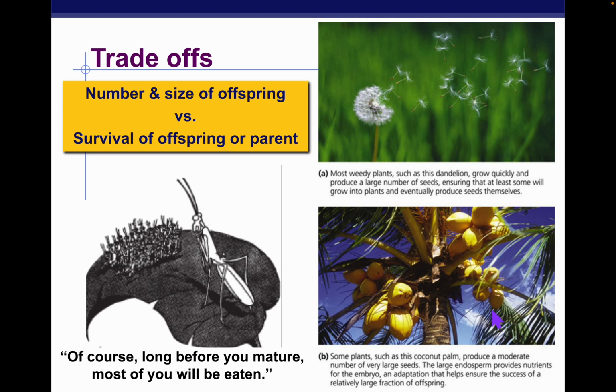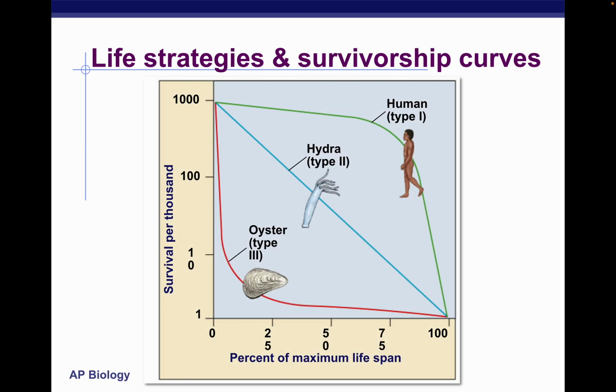All right. So again, we talked about it. So here's our weedy plants. This dandelion grows quick, produces a large number of seeds, and then spreads them everywhere. You guys see this in your yard every day. Some plants, such as the coconut palm, produce a moderate number of very large seeds, and then the large endosperm provides nutrients for the embryo. This helps ensure the success of a relatively large fraction of offspring here. Okay, R selected dandelion, K selected. Okay, so we take a look here. K selected, R selected. Very interesting.